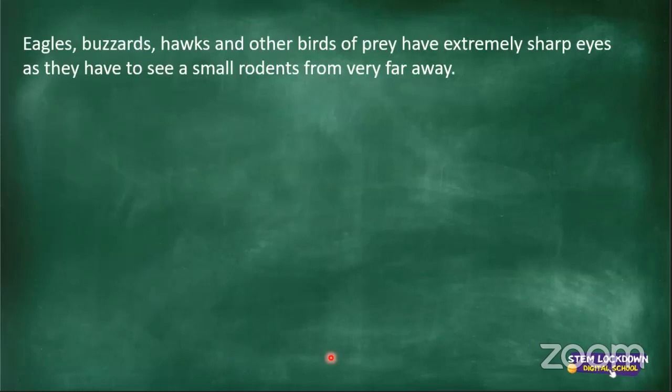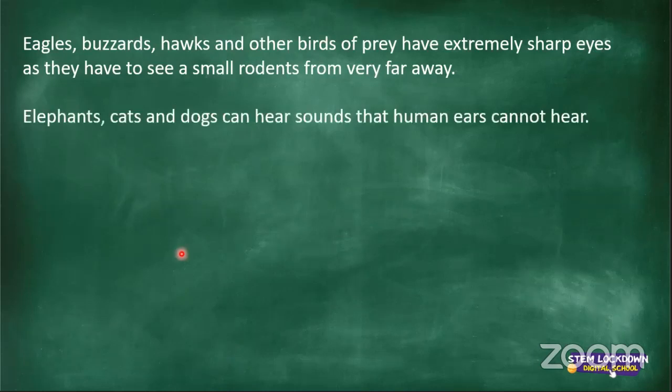Just a couple of other examples of the senses of some animals. Eagles or buzzards or hawks and other birds of prey have extremely sharp eyes, the owl as well, because they have to see a small rodent from very far away. Now, elephants, cats, and dogs can hear sounds that human ears cannot hear. Have you ever looked at an elephant's ears? They are huge. They have to be able to hear pretty well with them.